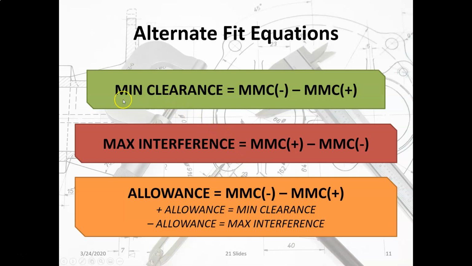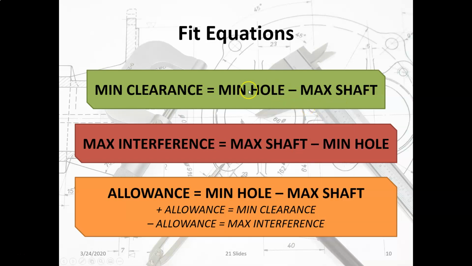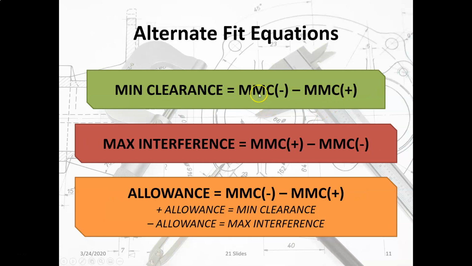Another way to state this is the minimum clearance is equal to the MMC of the negative feature minus the MMC of the positive feature. So what's the negative feature? Well, that's the hole. And the positive feature is the shaft. Now, if we look back, hole minus shaft. MMC of the hole minus MMC of the shaft.